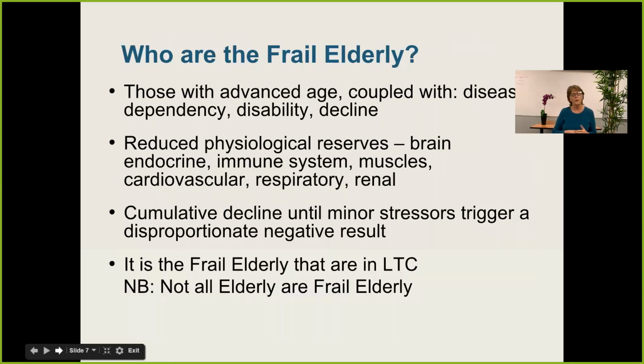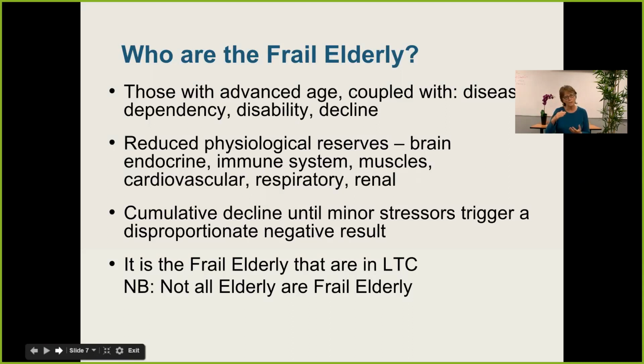And what we call the older people in long-term care, they're not just old, but they're called the frail elderly. And this is the definition of frail elderly: those with advanced age, that's the elderly part of it, coupled with disease, dependency, disability, and decline. So they're old and they're ill, and they've got reduced physiological reserves. They've got brain reserves, and they might have dementia, endocrine, diabetes, immune system. As people age, their immune system is deteriorating. Their muscles are no longer as strong as they were, cardiovascular, respiratory.